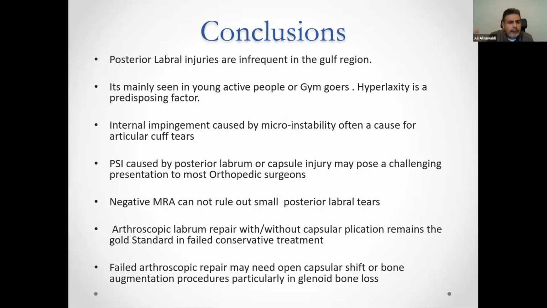Now, often a negative MRI in our region does not mean anything. If you have a very strong suspicion of posterior instability, you may have to go and do arthroscopy to give you the final verdict and repair at the same time. As I said, I do arthroscopic posterior labrum repair and capsular plication if I find there's significant capsule laxity. And in failed arthroscopic repair, I would recommend either an open technique or a bone block technique.